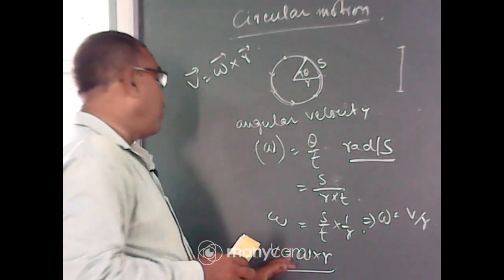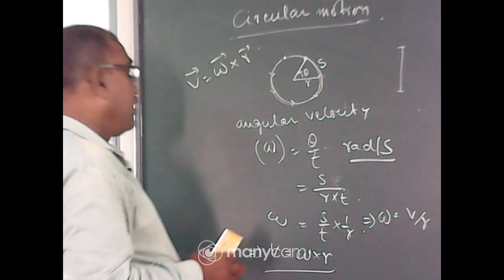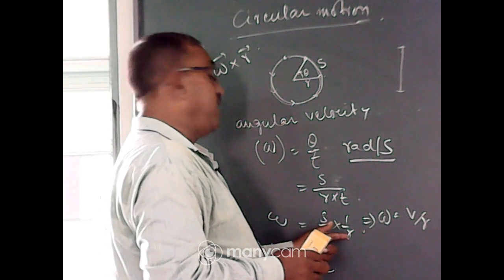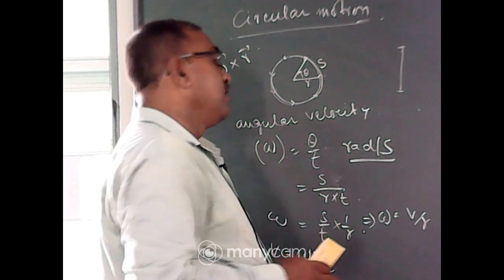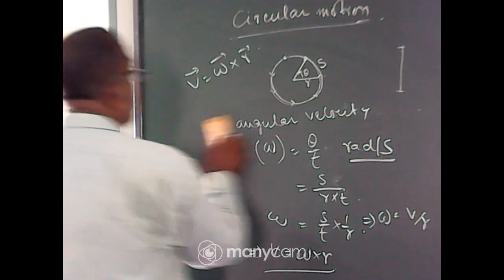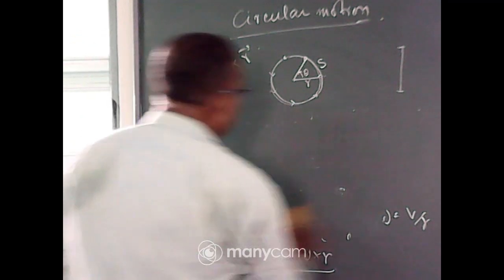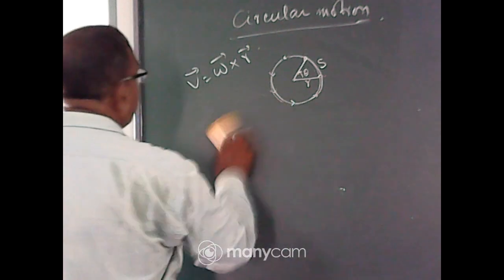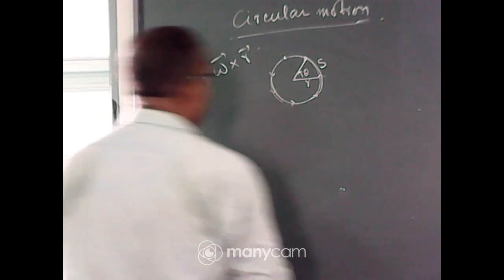Angular velocity is correlated with the linear velocity. What will be its relation? Omega equals s by t into 1 by r. Omega equals v by r. That is, v equals omega into r. But you know it, v is the linear velocity and omega is the angular velocity. So in which direction do you indicate the vector quantity?